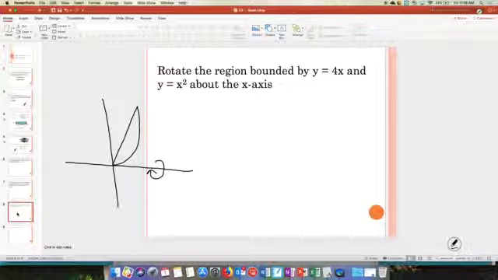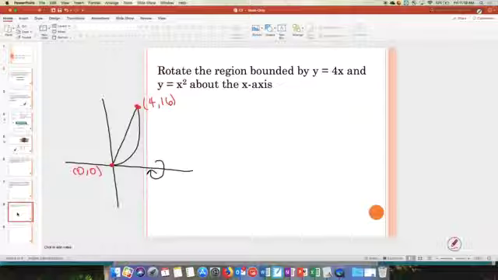Our region should look like this, correct? Okay. Aaron, what would this intersection coordinate be? When is x squared equal to 4x? X is 4. Okay. So y would be 16.